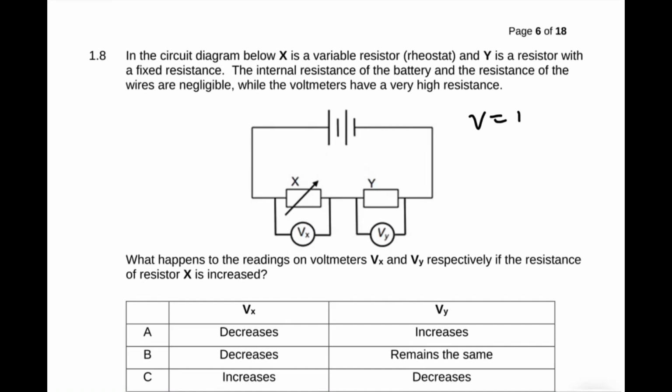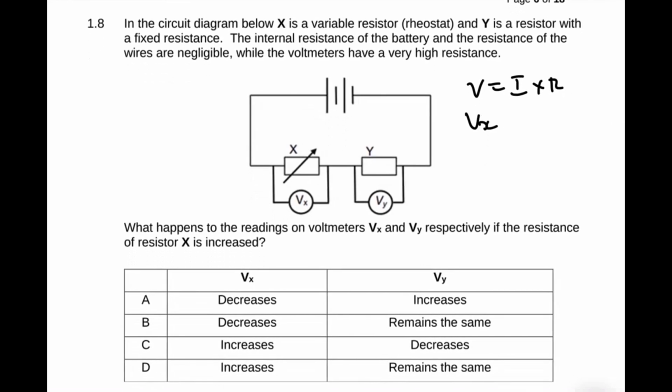So V equals I multiplied by R. We are interested in Vx, right? And we are saying that we are increasing the resistance of X, right? So since Vx is directly proportional to R, if we increase R, Vx should go up, right? So Vx is increasing for option C and option D. Now we have to look at Vy. One option is saying Vy decreases, and the other option is saying Vy remains the same.